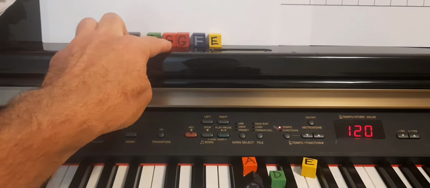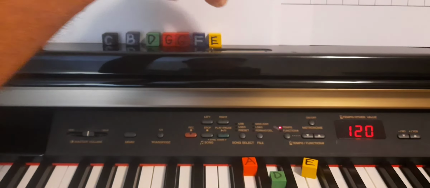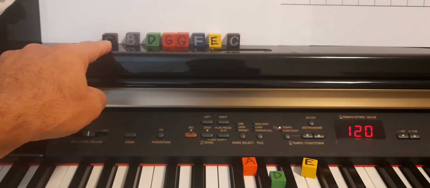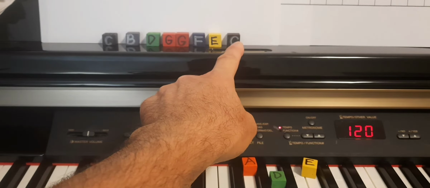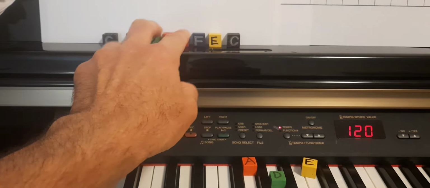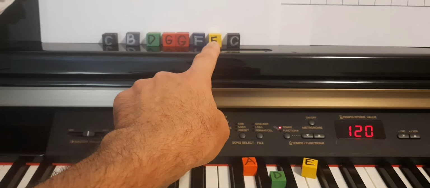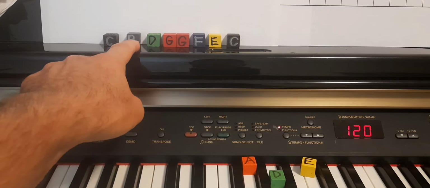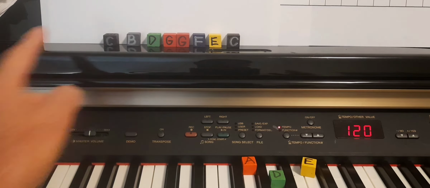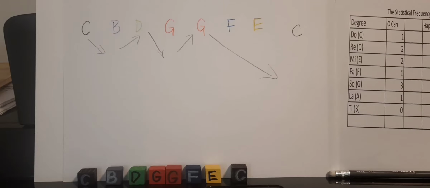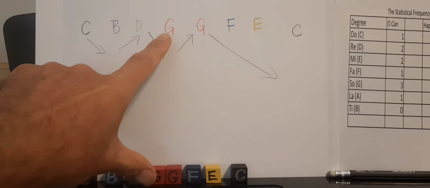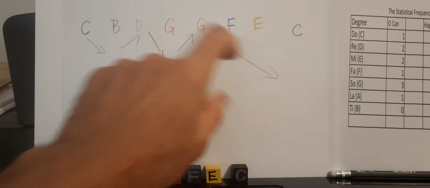That's 1, 2, 3, 4, 5, 6, 7. I'm going to end there. So interesting. Start with C, end with C. So 2 tonics, 2 dominants, 1 mediant, 1 subdominant, 1 supertonic, 1 leading. Okay, I'm going to write this out. So this is what I've come up with. C, B, D, G, G, F, E, C.